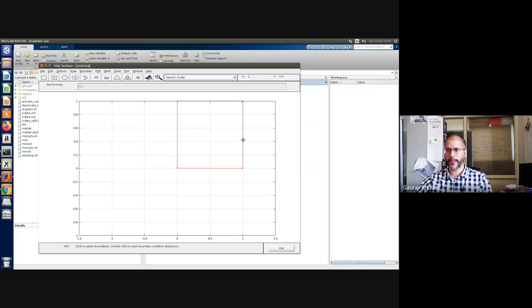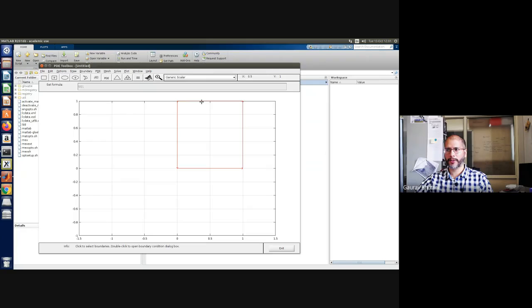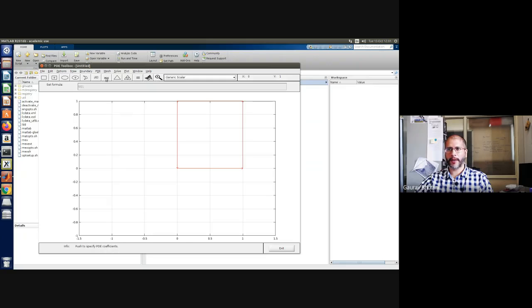I think the right hand side would also be the same. And then on the top one, I have to replace that with h times u equals r. So r is equal to 1 in this case. Okay, so that's theta equals 1. So we have defined the boundary condition on the 4 sides.